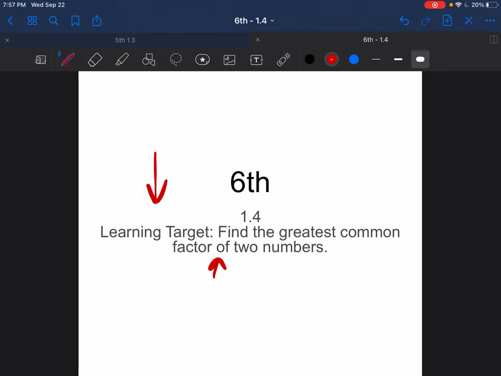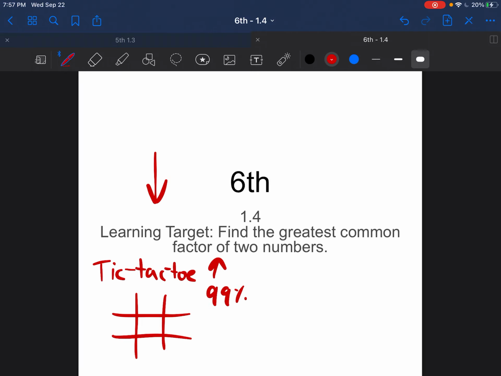First method is going to be the tic-tac-toe method. I call it tic-tac-toe, right? This method works like 99% of the time. And then the other method we're going to use is prime factorization. So we just did this in the last lesson, so it should be very familiar. Okay, so let's move forward and let's see if we can do some of these.